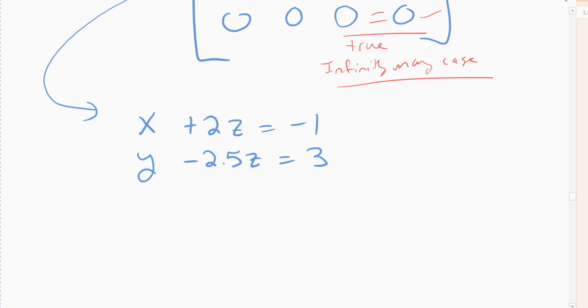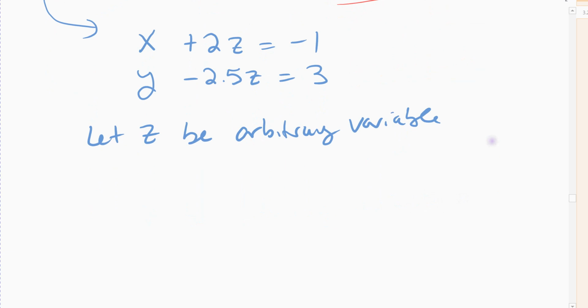And again, that's what happens with how the program works. It's always going to eliminate the z variable, and it's always going to leave you with one x and one y, because that's how it works. And so we're going to let z be the arbitrary variable. Which means I'm going to solve for x and I'm going to solve for y, which again isn't too hard to do using those two equations.